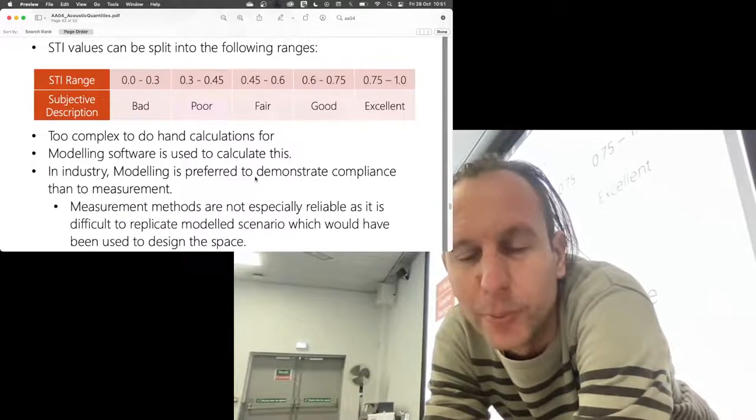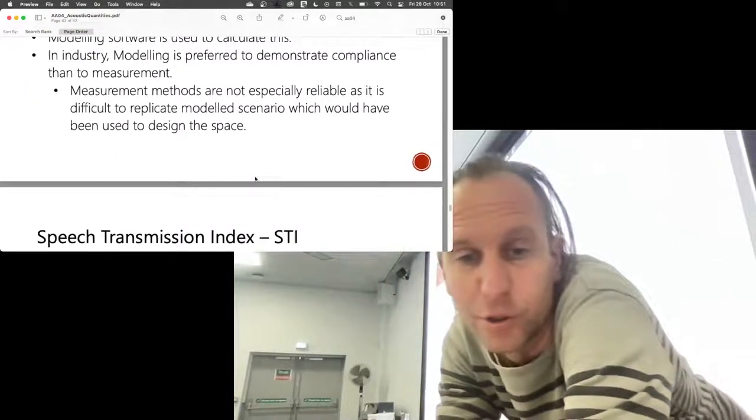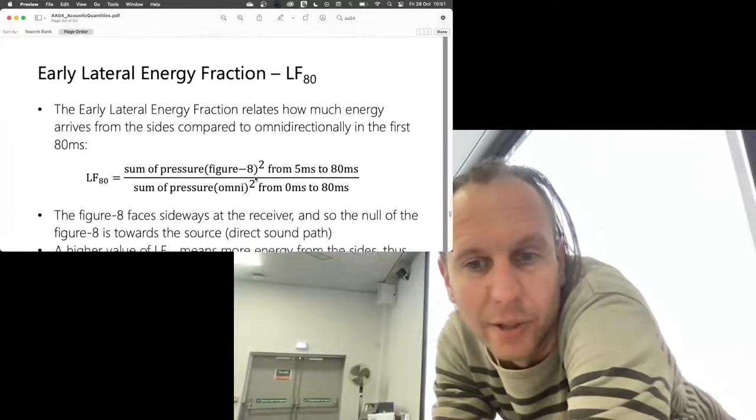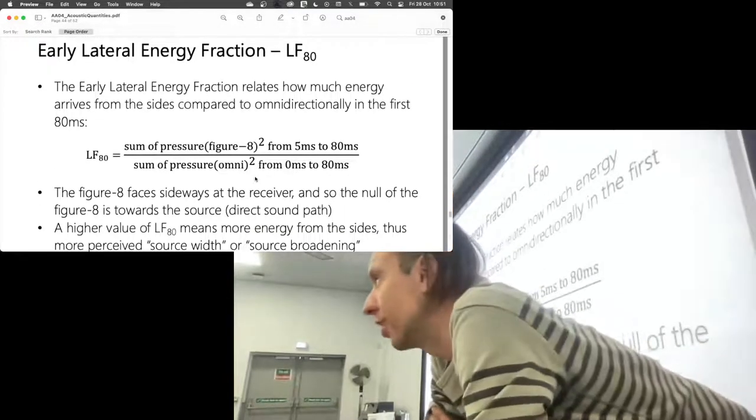So that's all about speech transmission index. 1 is excellent, 0 is really bad. Just, you know, we have these facts of life. Now, early lateral energy fraction.